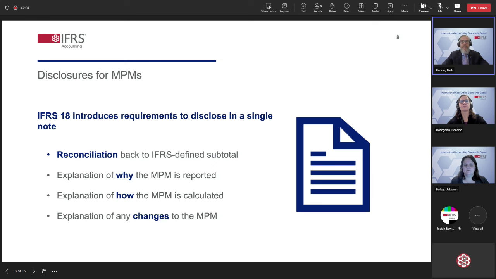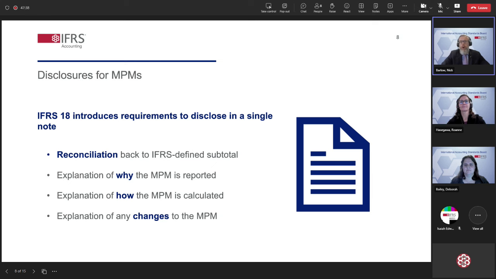IFRS 18 will increase transparency around these measures by requiring a number of disclosures to be included in a single note to the financial statements. A key aspect of the disclosures is that each MPM will be required to be reconciled to the most directly comparable subtotal or total defined in IFRS accounting standards or specifically listed in IFRS 18. So, for example, operating profit. This will increase investors' understanding of how MPMs compare with measures required by IFRS accounting standards.